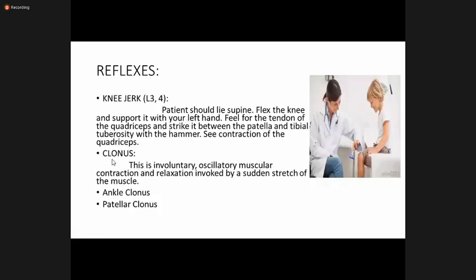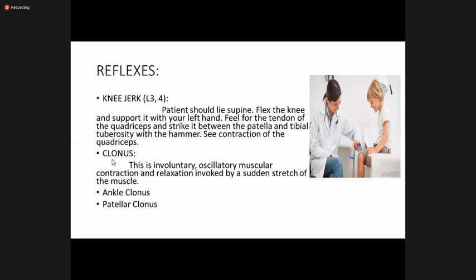And the knee jerk. The patient should lie supine, flex the knee and support it with your left hand. Feel for the tendon of the quadriceps and strike it between the patella and tibial tuberosity with the hammer. See the contraction of the quadriceps.